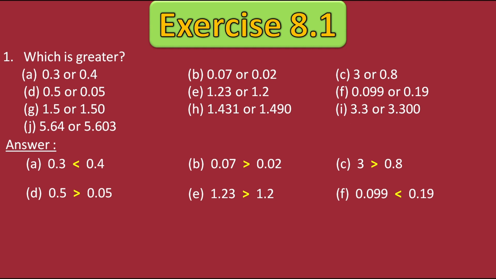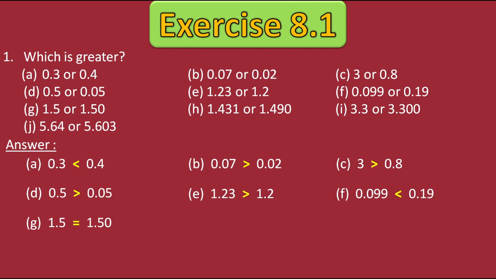Now here we have 1.5 and 1.50. 1 is equal to 1. After the decimal point we have 5 here and also 5 here. For the second digit we don't have anything here, but here we have 0. As I told you, if we don't have any digit after the decimal, we consider that there is a 0. So here also 0 and here also 0. Therefore 1.5 is equal to 1.50.